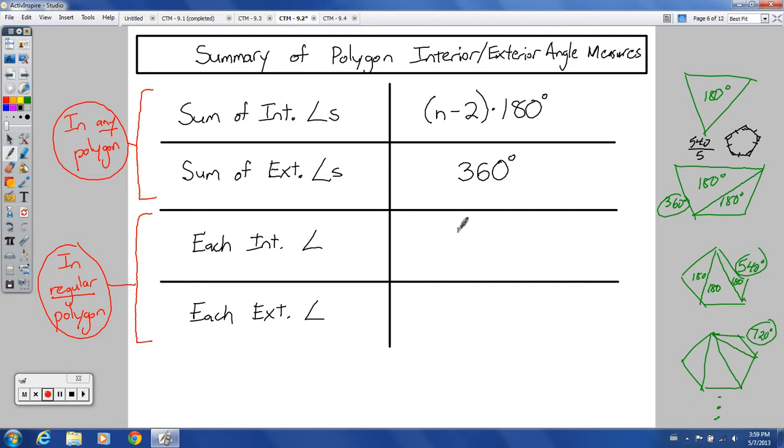So we just take this, n minus 2 times 180, and we divide it by how many sides there are, n. That will give us our degree measure. So let's make a little note of this. This comes from here.